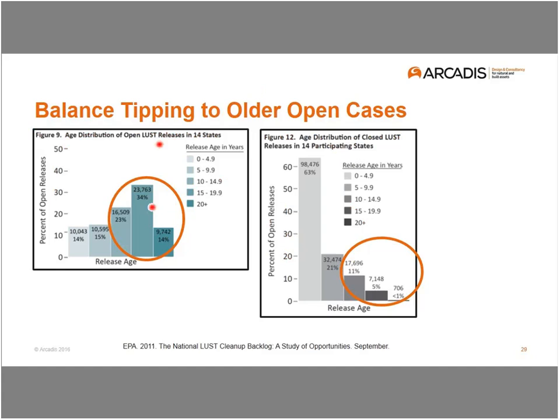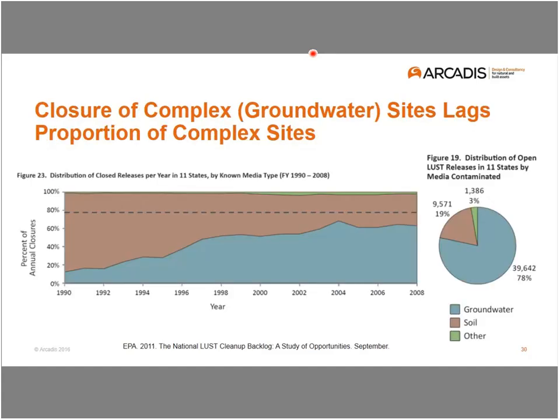So you can see here again, this is that 2011 backlog study. At that time, there were a lot of sites here. Probably almost 70%, more than 70% of the sites were more than 10 years old. And then you look at the closure rate for those sites at that time, and it was quite small. So 70% of the sites are more than 10 years old, but only about 16, 17% of those sites were being closed. So there's a real discrepancy there. Now that's over the entire UST program life cycle.